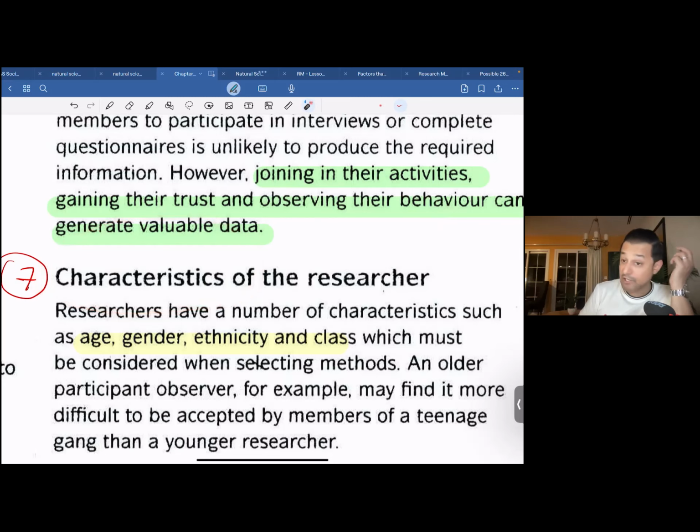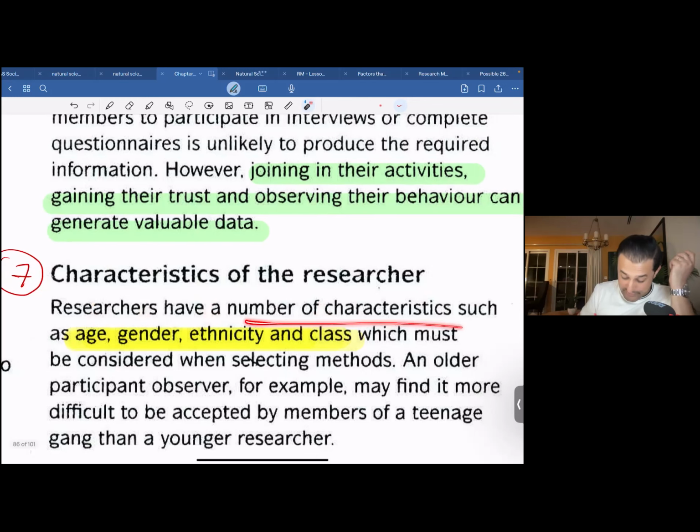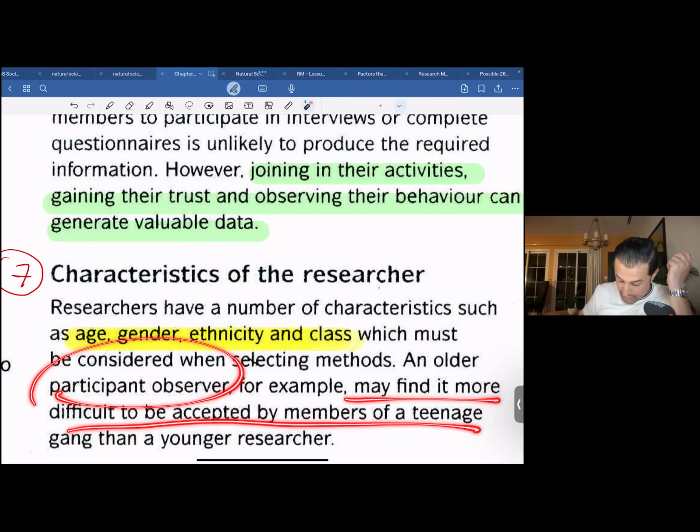So another factor is the characteristics of the researcher. We have age, gender, ethnicity, and social class. These factors again affect the responses you receive. Researchers have a number of characteristics such as age, gender, ethnicity, and social class, which must be considered when selecting methods. An older participant observer, for example, may find it more difficult to be accepted by members of a teenage gang than a younger researcher, right?